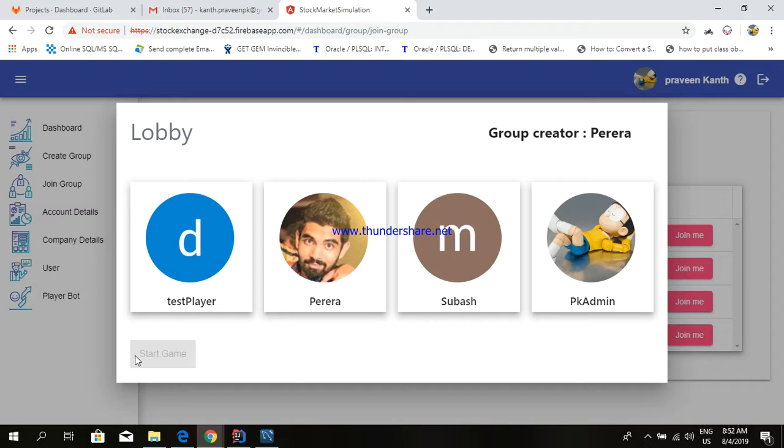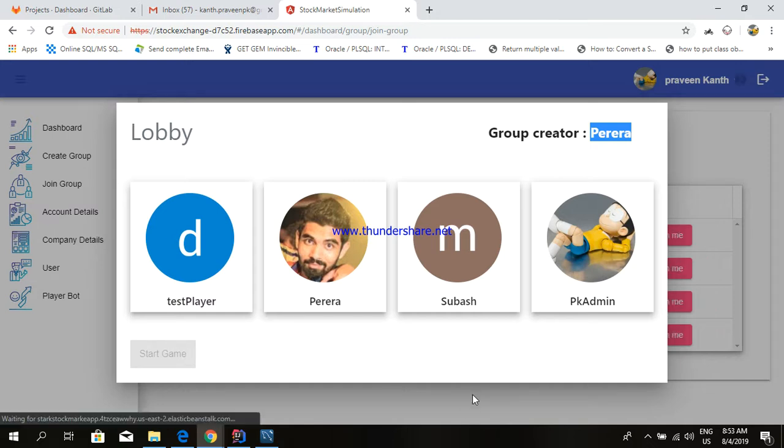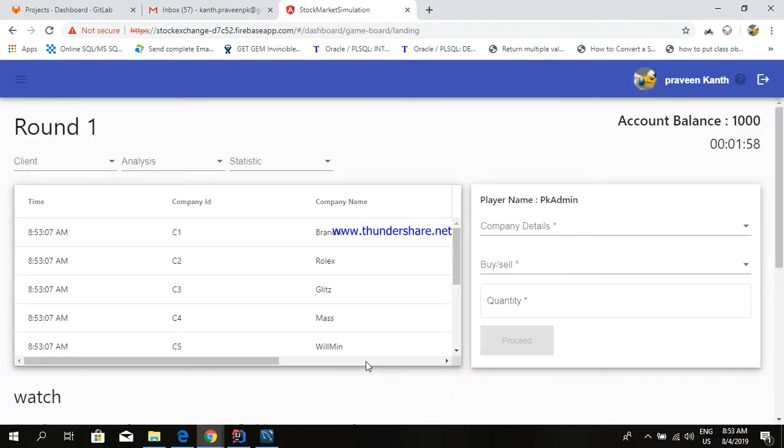You can see the enable start game option is not granting access to me, because this option is given to the group creator. You can see the group creator is Pereira. He is the one who created the group. I hope he will start the game in a while. I hope he will start it now. Once he starts it, we will go to the dashboard. Yes, this is the same scenario as yesterday. You can see the current account balance and the data.